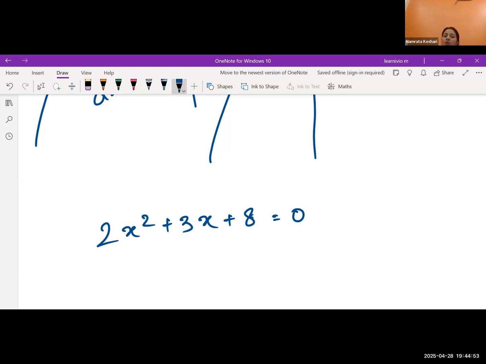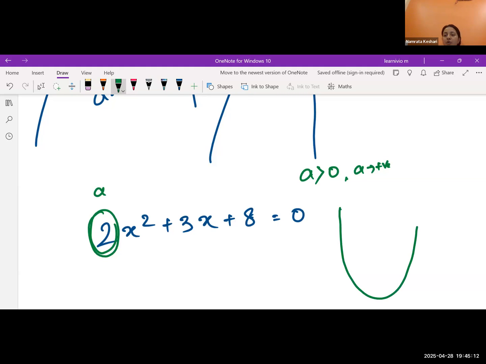I'm going to add one more thing here. When the coefficient of x square, that means this a, is greater than 0, that means if a is positive, then our quadratic equation's graph will be an upward facing parabola. This is called an upward facing parabola.